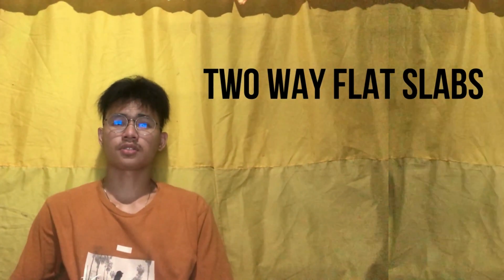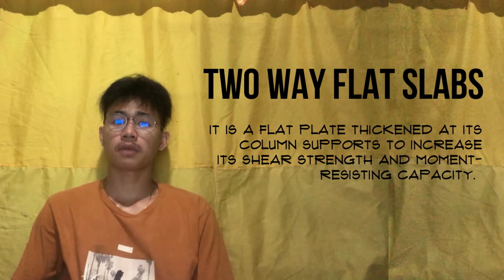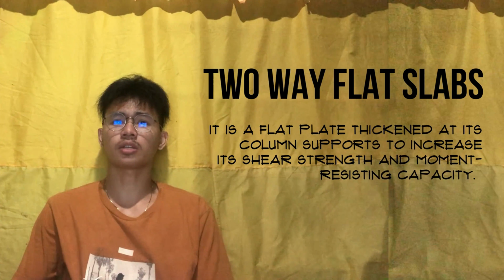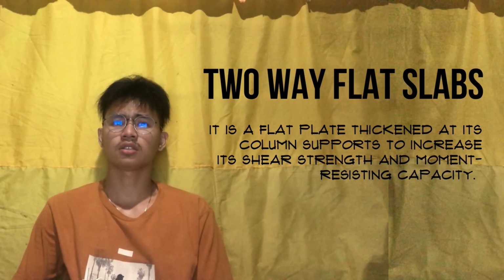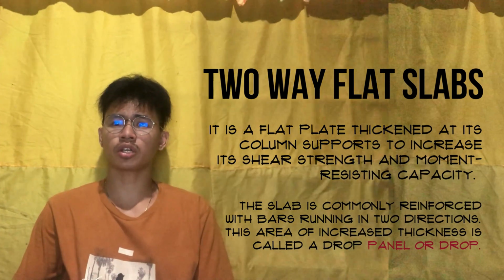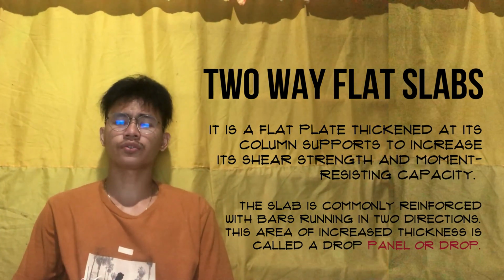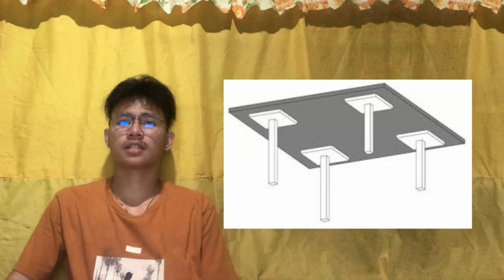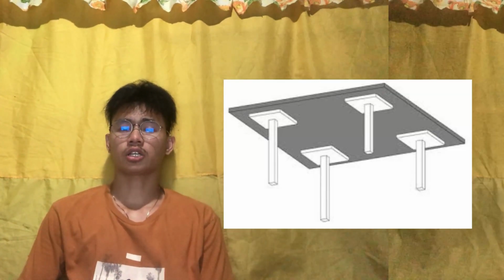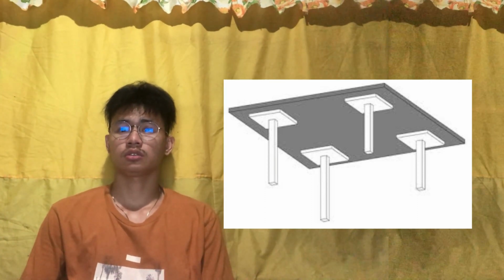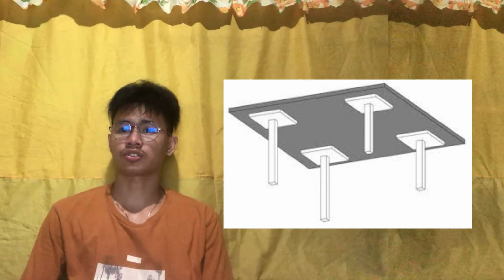Two-way flat slabs. A flat slab is a flat plate thick at its column supports to increase its shear strength and moment resisting capacity. The slab is commonly reinforced with bars running in two directions. This area of increased thickness is called a drop panel or drop. Flat slab floors are economical in use of material and provide a rigid type of construction.